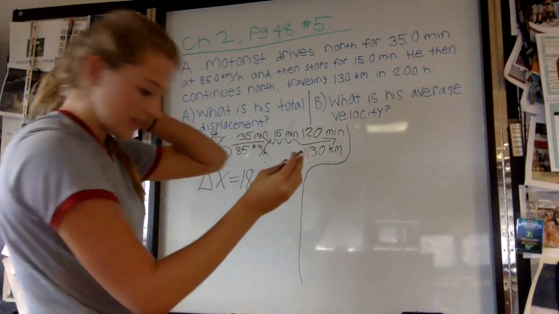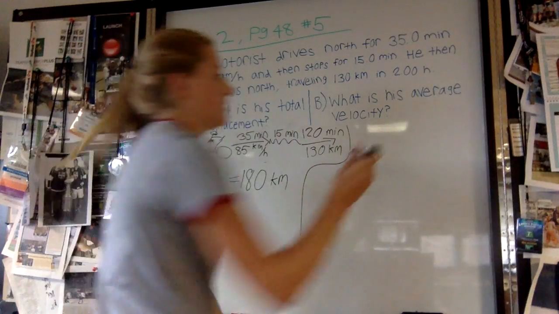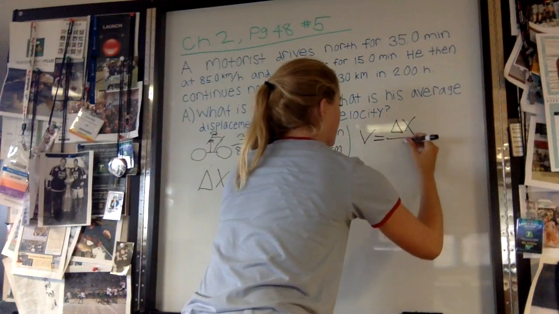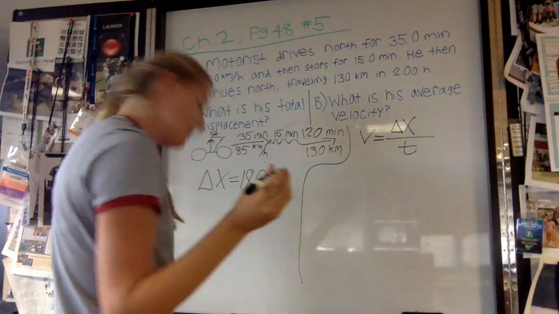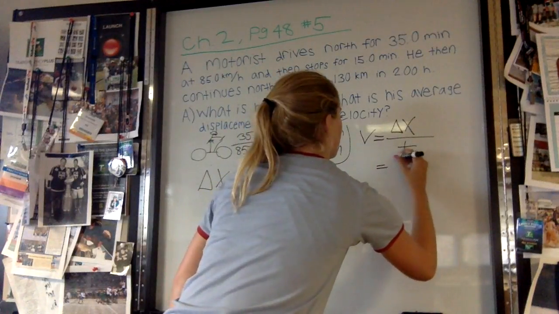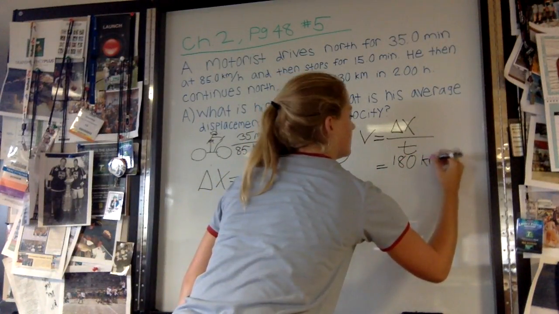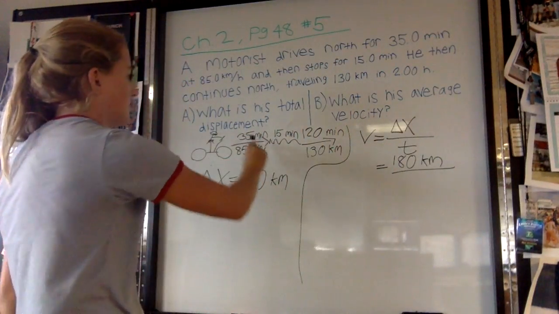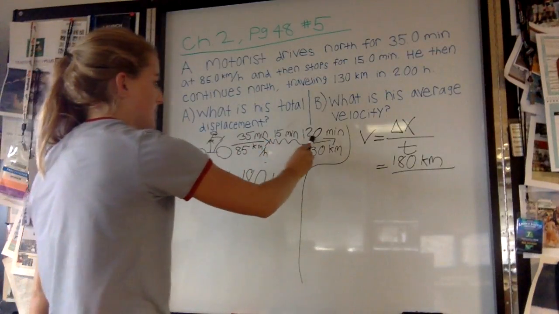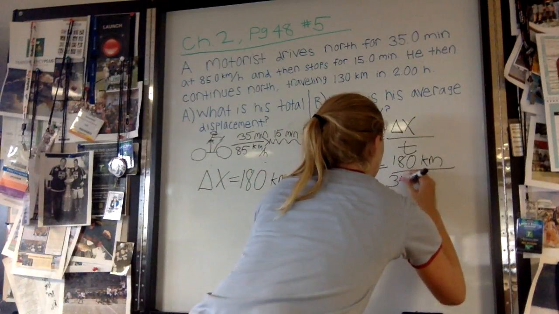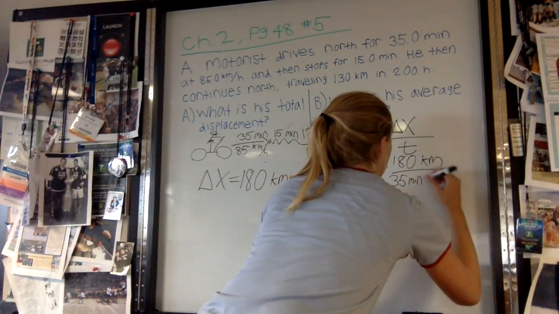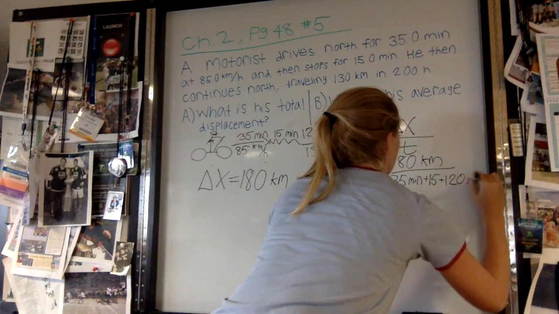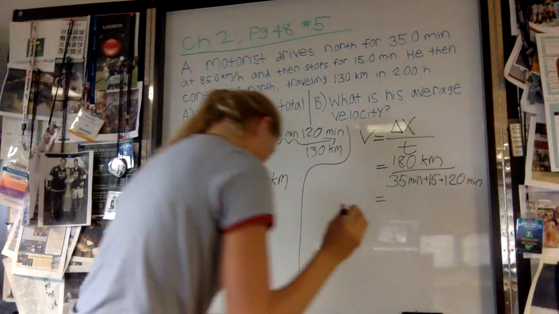So for what is his average velocity, what does velocity equal? Velocity is the total displacement over the total time. And so we just found the displacement, which equals 180 kilometers. And then for the time, it has to be the total time of the entire trip, which would be 35 minutes plus 15 minutes plus 120 minutes. Couldn't fit the units in for that one, but it is there.